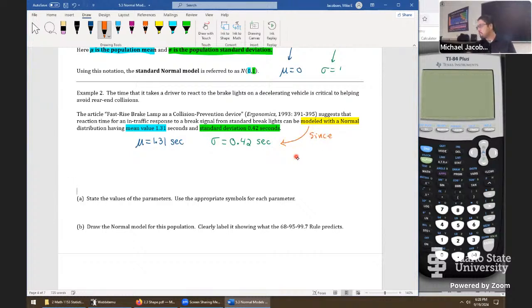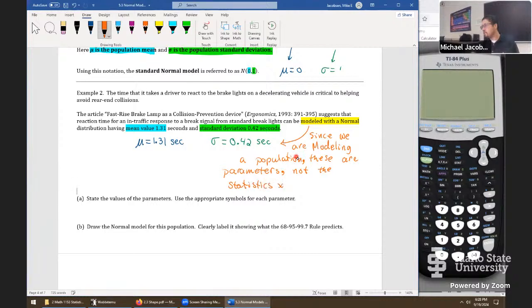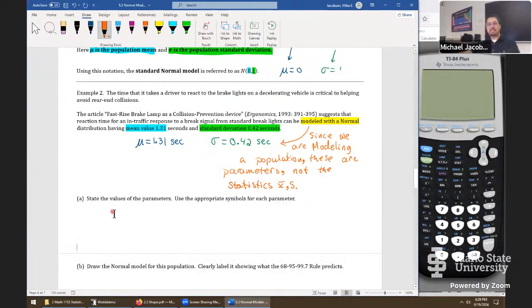Other questions so far? Okay, so let's add this extra comment. Since we are modeling a population, these are parameters, not the statistics X bar and S.